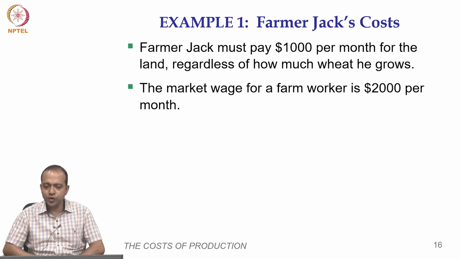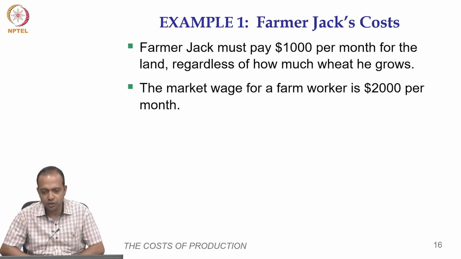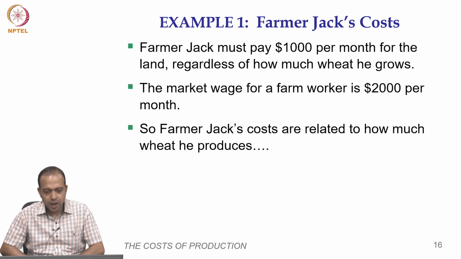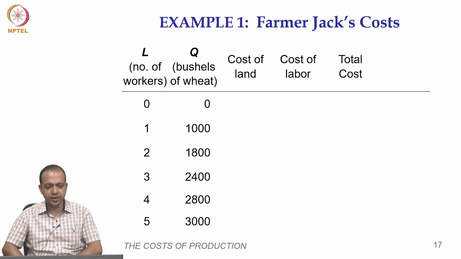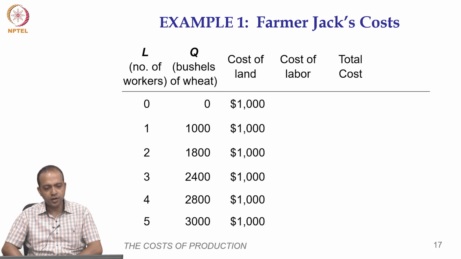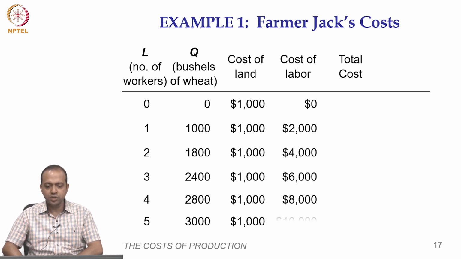So, that is the rent for land, which does not depend on the quantity of output produced. But the market wage for the farm worker is, let us say, $2,000 per month, and labor requirement, of course, depends on the quantity that you are going to produce. So, if you calculate the farmer Jack's cost, you will get this type of table. So, cost of land is fixed at $1,000. It does not change even though quantity is changing from 0 to 3,000. But cost of labor is actually changing.